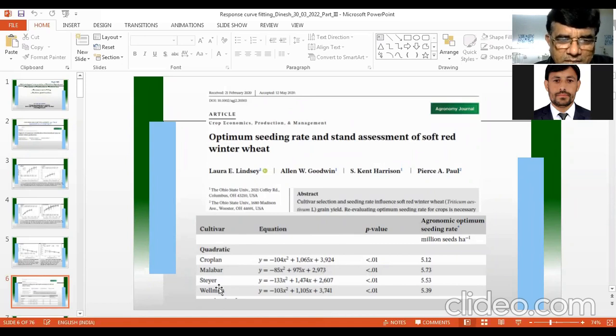So there are different locations, and you can see the quadratic equations here, they have been developed. And you can see this is your A, y is equal to A plus bx plus cx square. So this is your A, this is your B. Value of B is 1.065 and value of C is minus 104. So this is your equation, and it is significant at probability less than 0.01. And agronomic optimum seed rate is 5.12. So you can see the optimum seed rate has been worked out by quadratic equation.